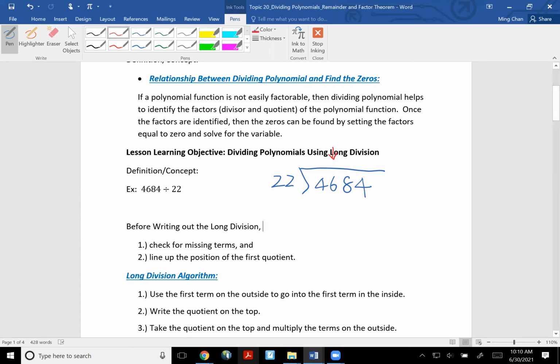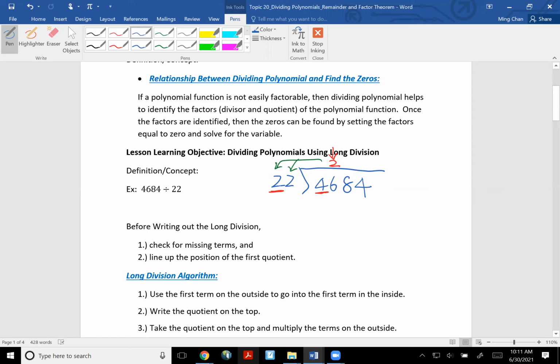So during the long division, my number 1 job is to cancel out the first term in the inside. Right now, the first term in the inside is 4. So I will take the first term on the outside, go into the first term in the inside so many times. 2 goes into 4, 2 times. Once I wrote the quotient 2, then I will multiply all my terms on the outside. So 2 times 2 is 4.